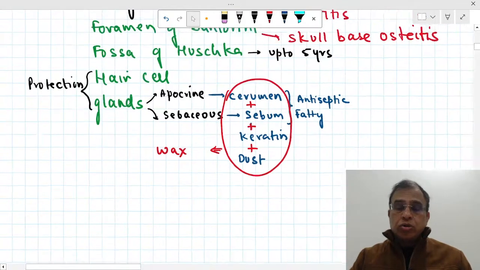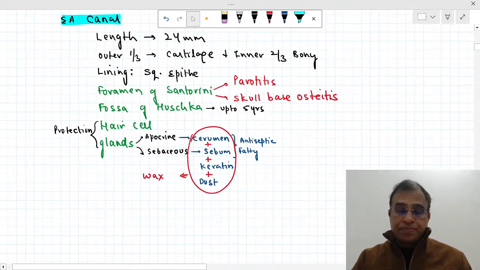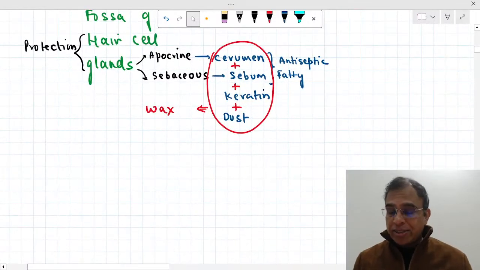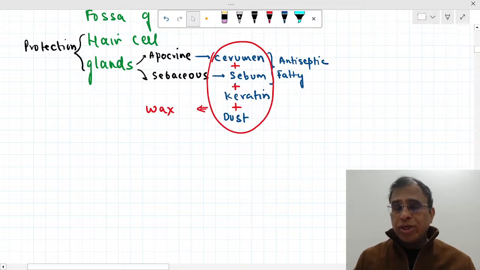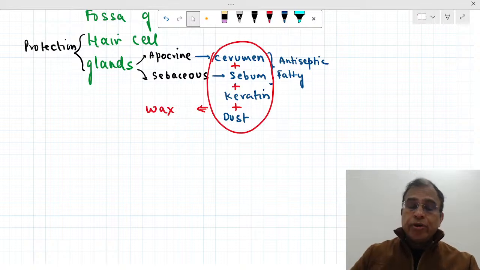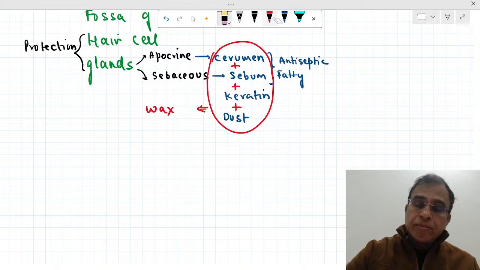Now comes 2 or 3 very important MCQ related to ear wax. A, the content of the ear wax. Simple but very important. Now you know the answer. Ear wax has 4 things: sebum, cerumen, dust and keratin. Or you can say ear wax mainly contains fat in it, isn't it?